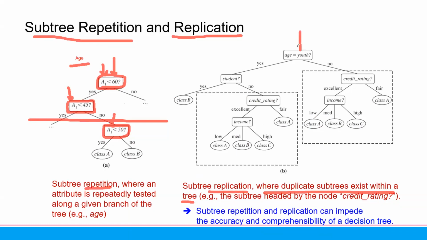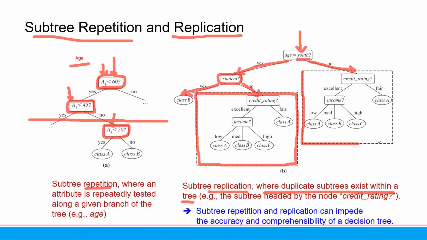Let's say this one. I know the age, and if the age equal to youth, it goes here. If it is no, it goes here. So if the person is student, it goes here. If the person is not student, it goes here. So I put a box here to represent that this subtree is the same with this subtree. So these two subtrees represent the same structure. So we call this the subtree replication.